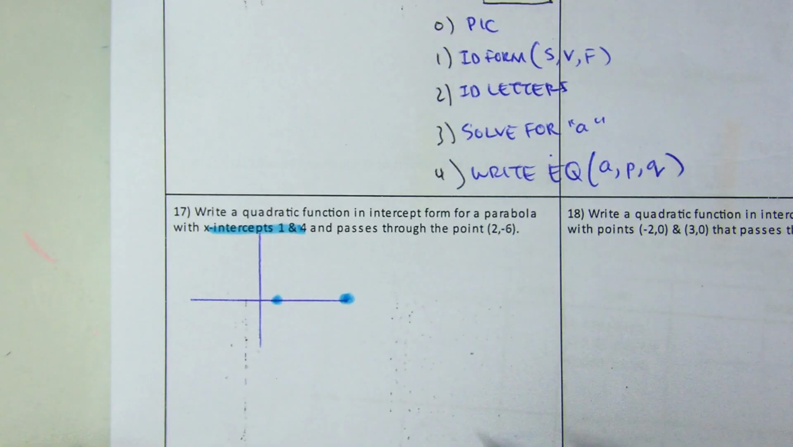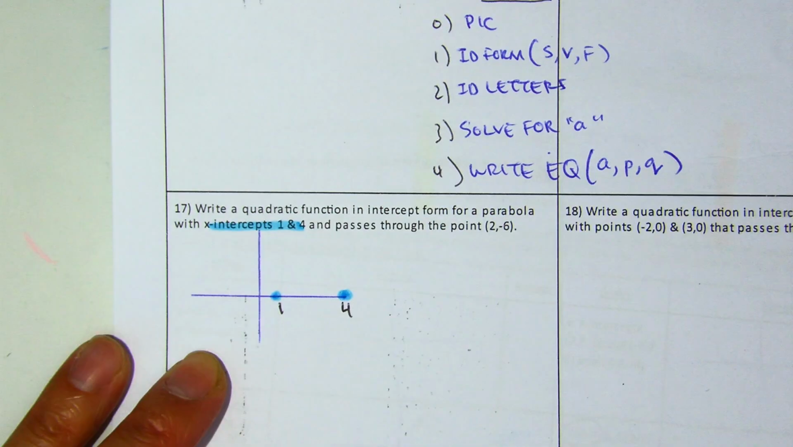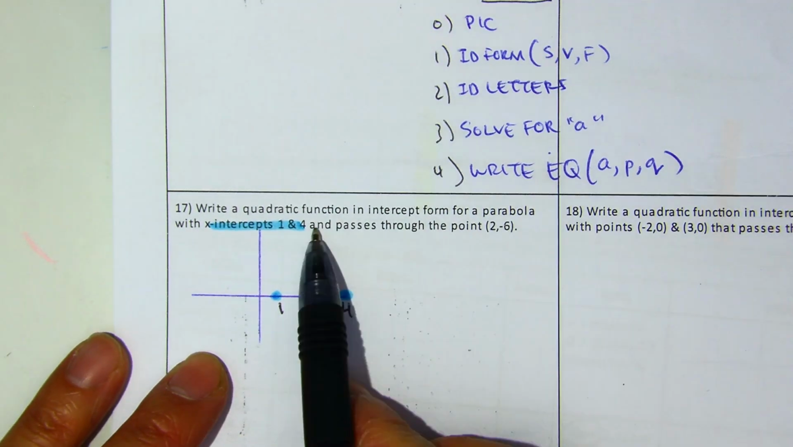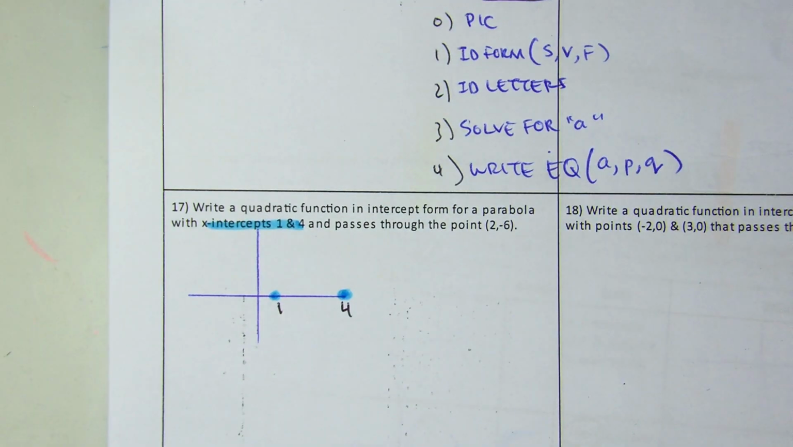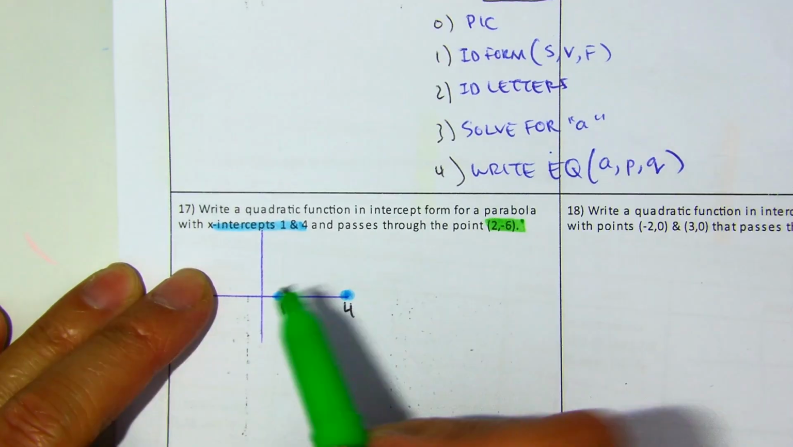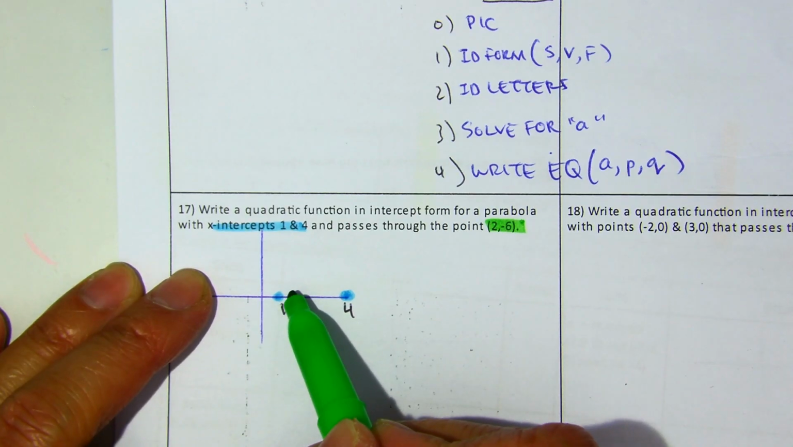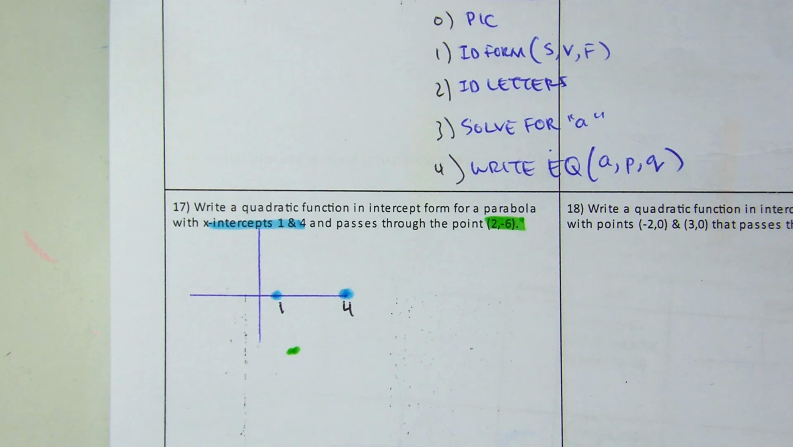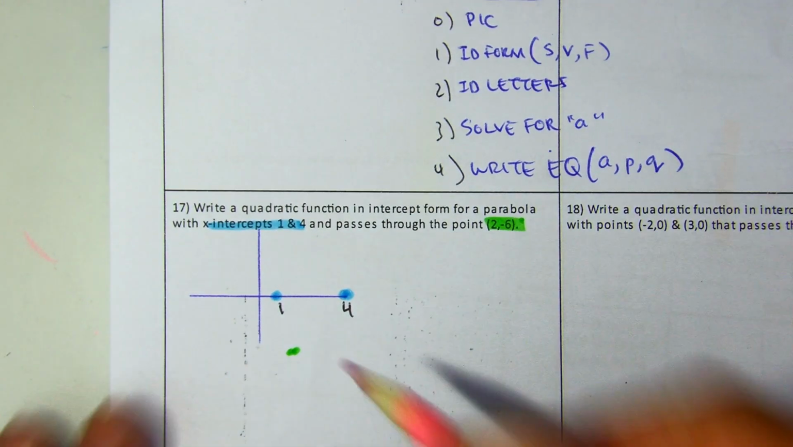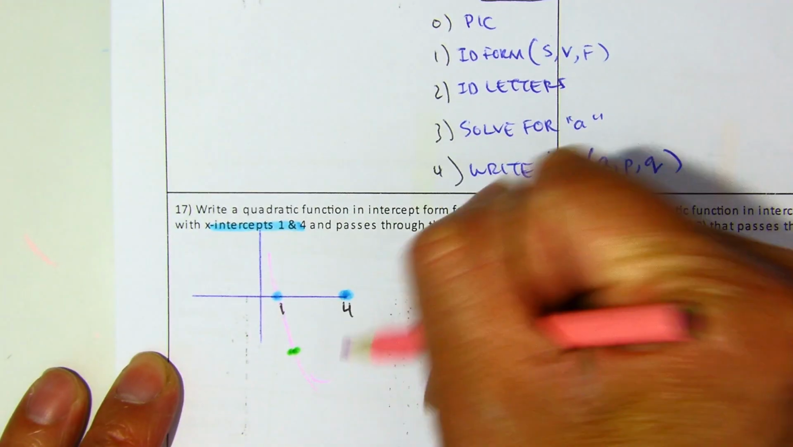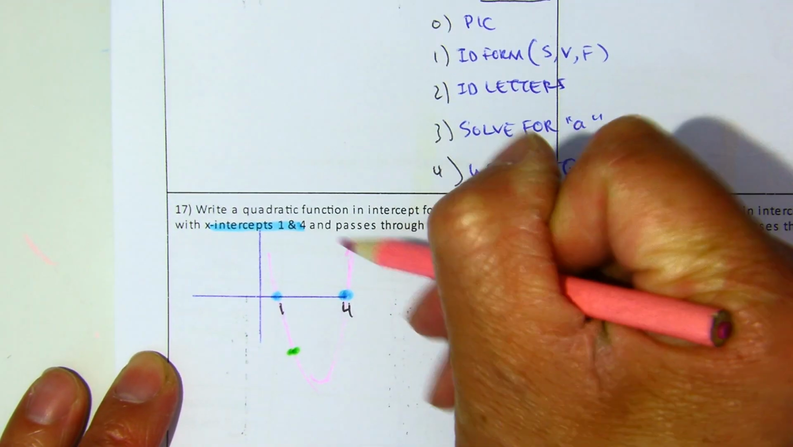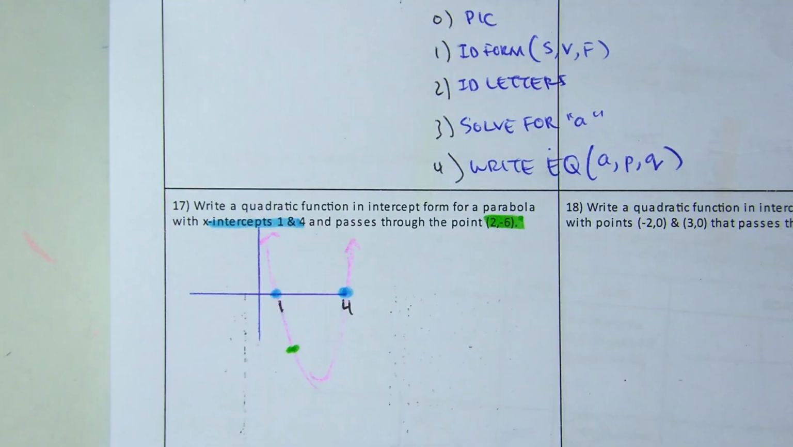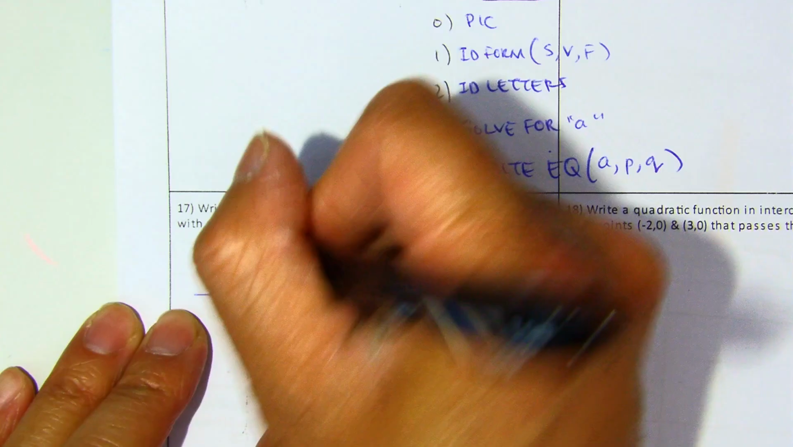So there is 1, there is 4. Okay? And then it says passes through the point 2, negative 6. Okay, right 2, down negative 6. Okay, so this is a visual. Class, do you think this opens up or down? Okay, so step 0, we have a picture.